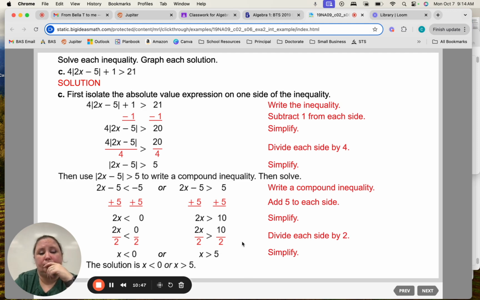And then we graph it. So x is less than 0 or x is greater than 5. Draw a number line. Put an open circle at 0 and an open circle at 5. And it's everything to the left and everything to the right. Any questions?